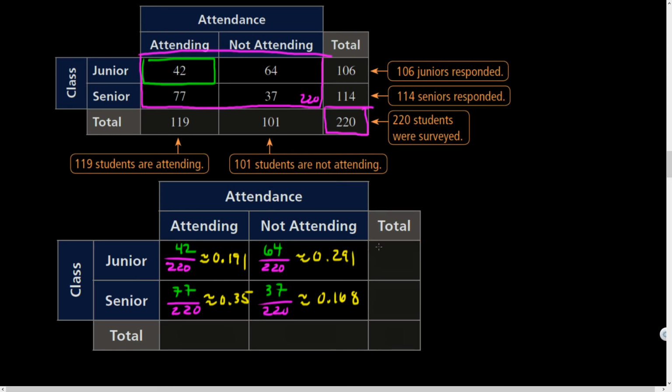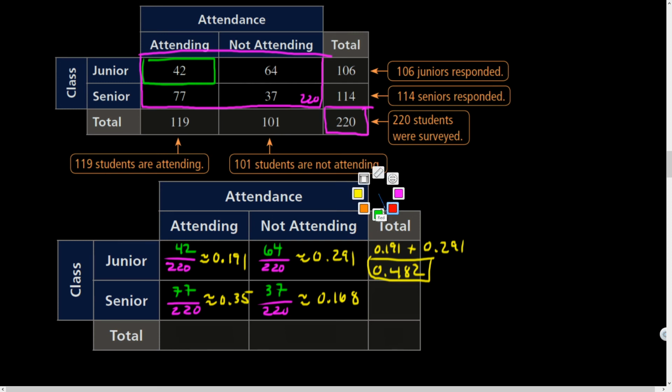So if I just do 0.191 plus 0.291, I should get 0.482. Okay, and so this is the marginal relative frequency. It's in the margin, and it's saying basically 48.2% of all the students were juniors. And so this is the way that the book suggests finding it: add up those things you just found.